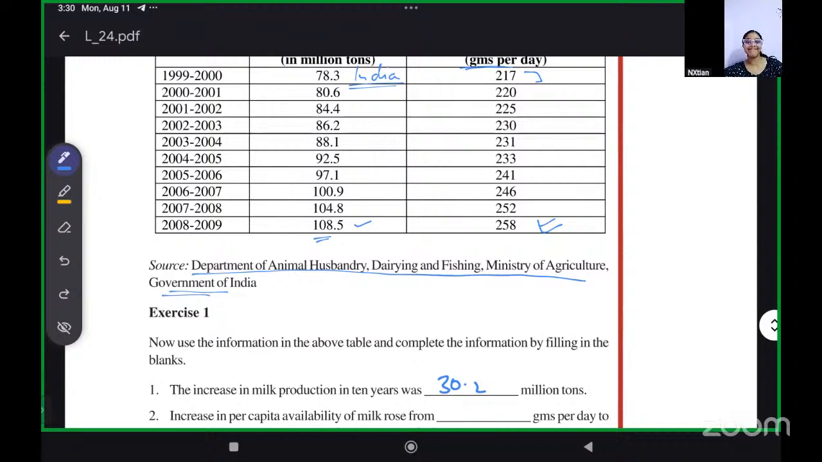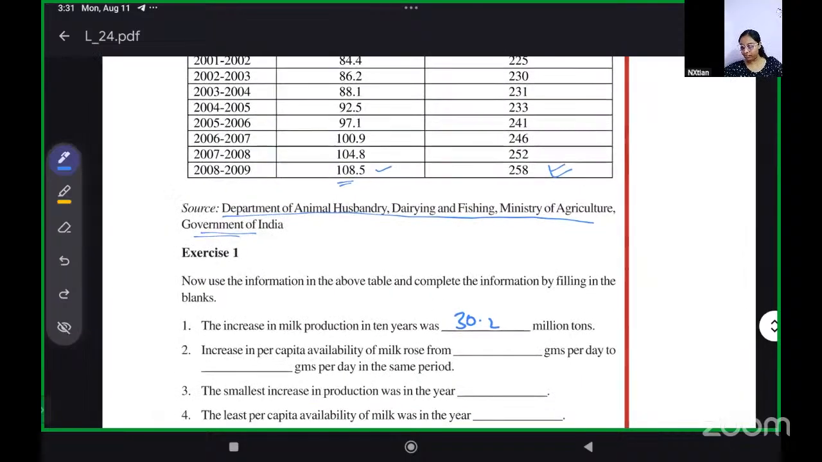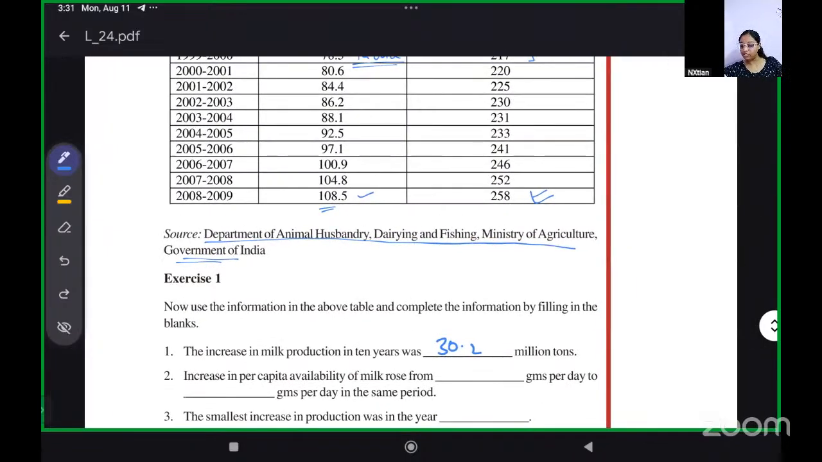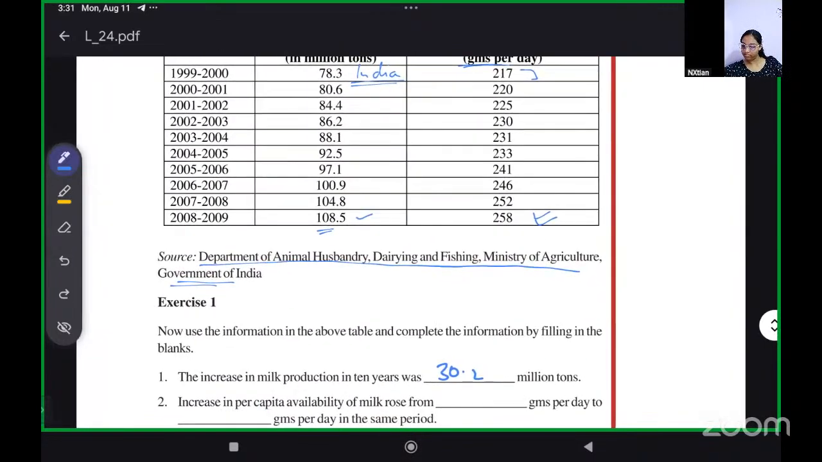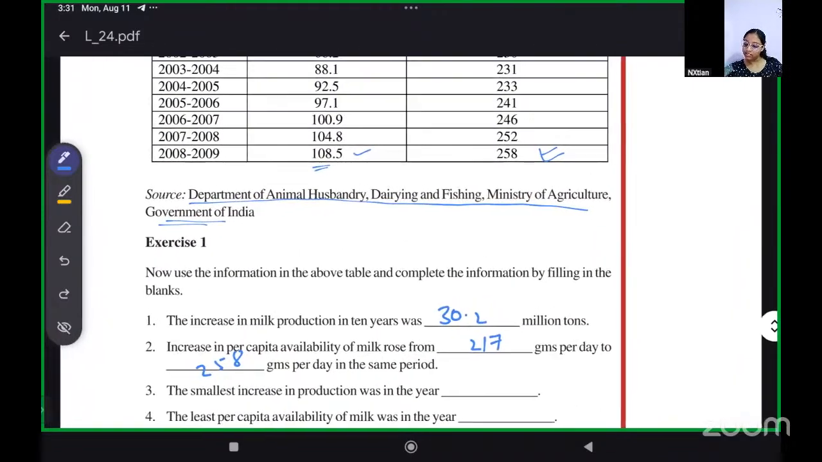Increase in per capita availability of milk rose from dash grams per day to dash grams per day in the same period. It rose from 217 to 258. The smallest increase in production was in the year.